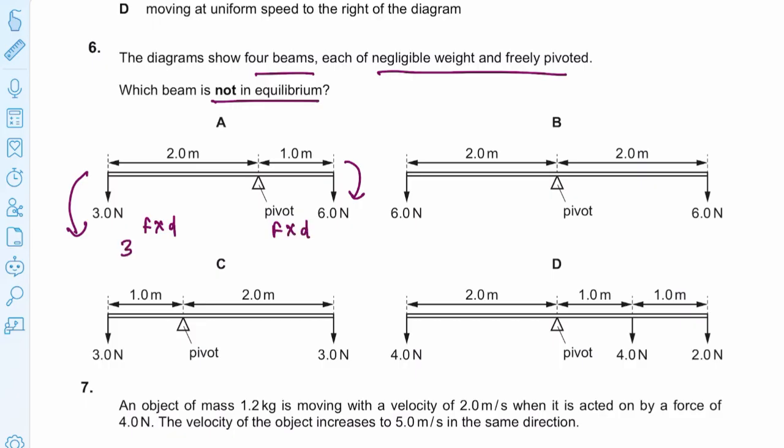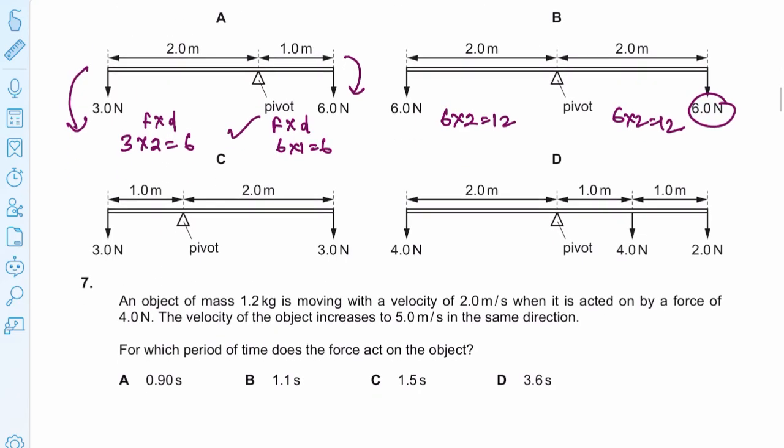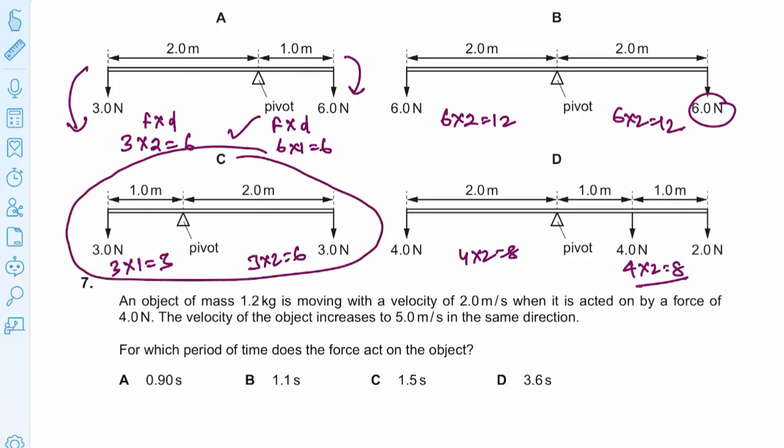The force is given 3, distance 2, 3 times 2 equals 6, and here also 6 times 1, I'm getting 6. So this is in equilibrium, correct? This side 6 times 2, I'm getting 12, and here force is 6 times 2, this is also 12, right? Here force is 3, distance is 1, 3 times 1 is 3, and here I'm getting 3 times 2 equals 6. Here I'm getting 4 times 2 equals 8, and here also 4 times 2 equals 8. So the only option which doesn't have the exact same values is option C. Did you get it, everyone, clearly?